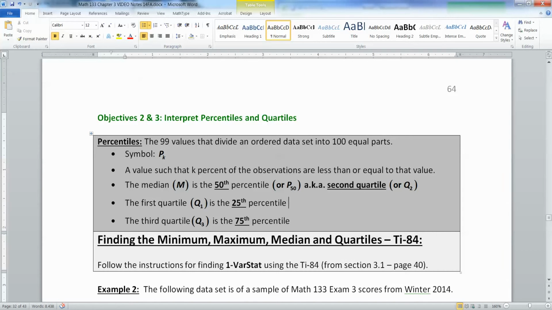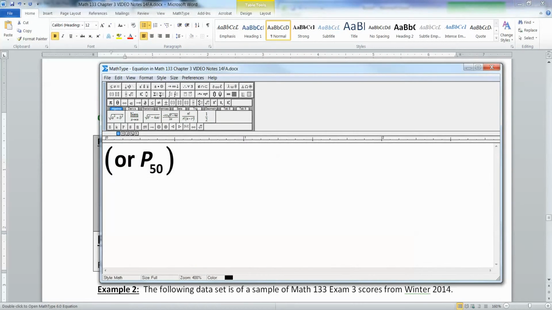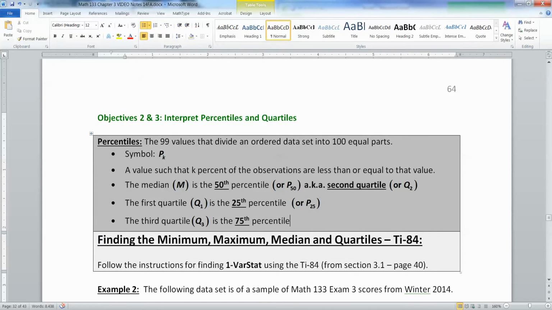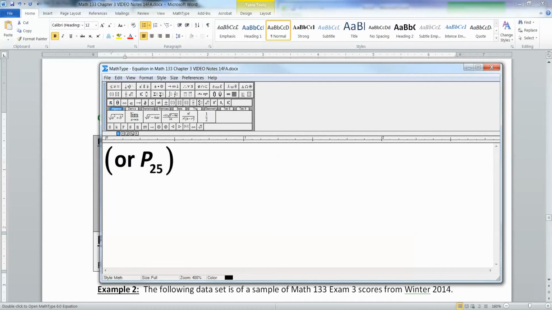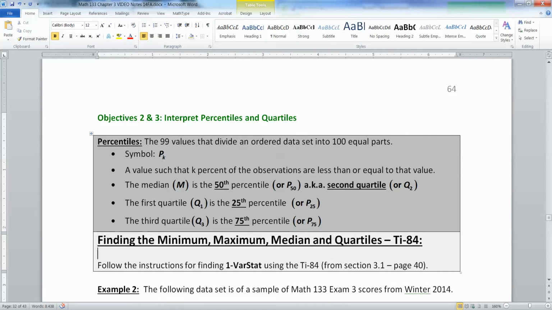Notice the symbols here. Q2 for second quartile, Q1 for first quartile, excuse me, and Q3 for the third quartile. And if you wanted to think of them as percentiles, it'd be P25 for Q1 and P75 for Q3. All right, and we're going to look more at a picture of how these three numbers in particular divvy up a data set, but that's in section 3.5.